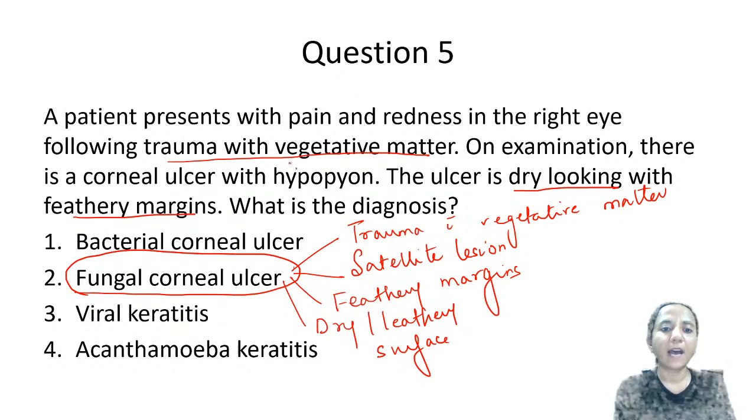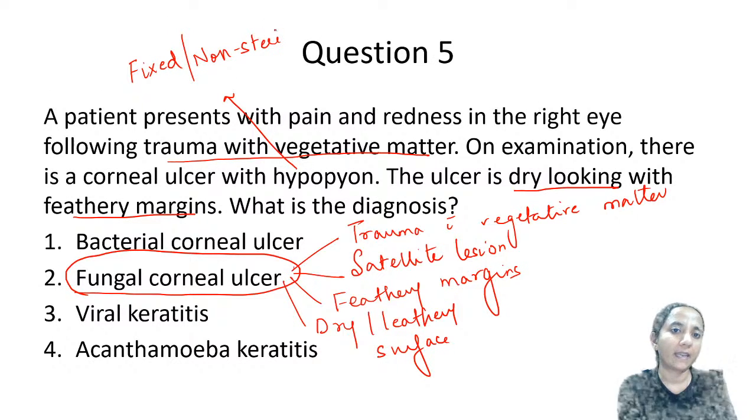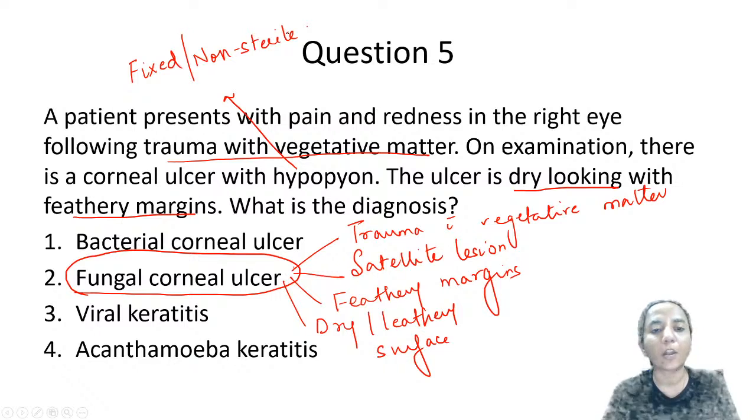And if there is a hypopyon mentioned, they might mention that it is a fixed hypopyon. They may also mention that it is non-sterile. Non-sterile obviously cannot be seen clinically, but fixed hypopyon, yes. It's a thick pus, fixed hypopyon. These are the things that they generally mention in a question with fungal ulcer.